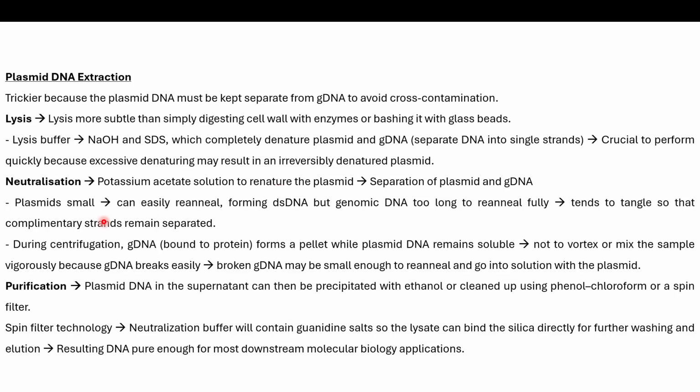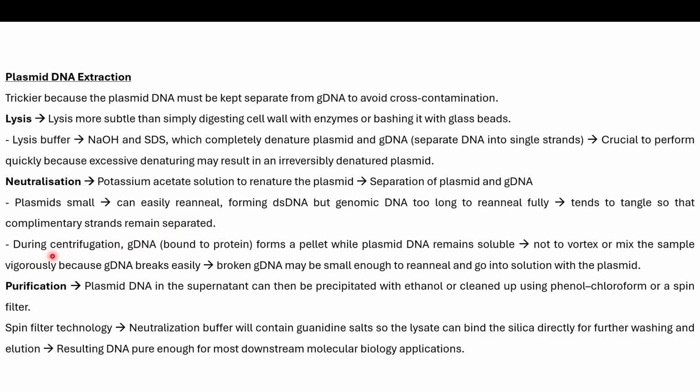So neutralization is the step wherein you are able to separate the plasmid and the genomic DNA. Because plasmids are relatively small compared to genomic DNA, they can easily reanneal or renature, thereby forming double-stranded DNA. But genomic DNA, being such large sequences, become entangled, so they take time to reanneal fully. It tends to tangle so that the complementary strands remain separate.